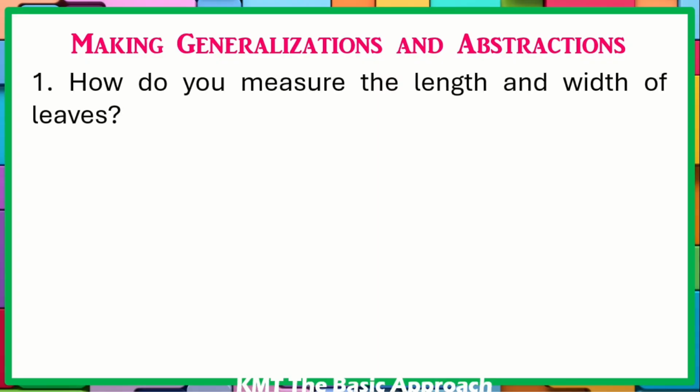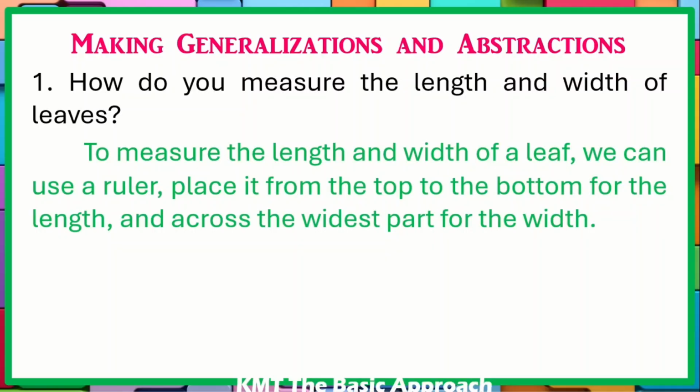Making generalizations and abstractions. Number 1. How do you measure the length and width of leaves? Very good! To measure the length and width of a leaf, we can use a ruler. Place it from the top to the bottom for the length and across the widest part for the width.